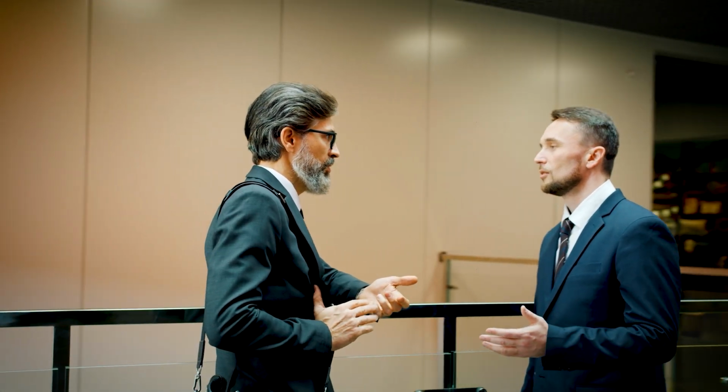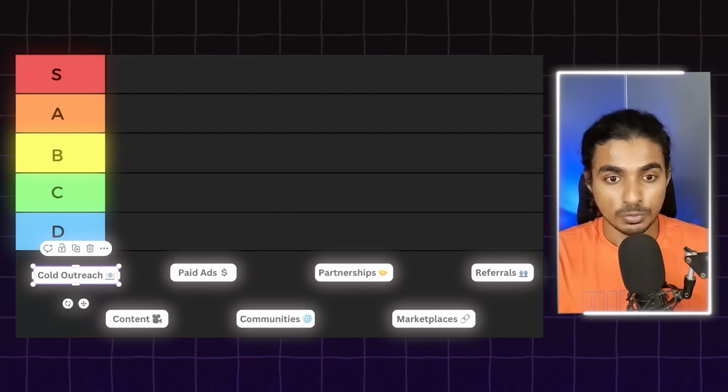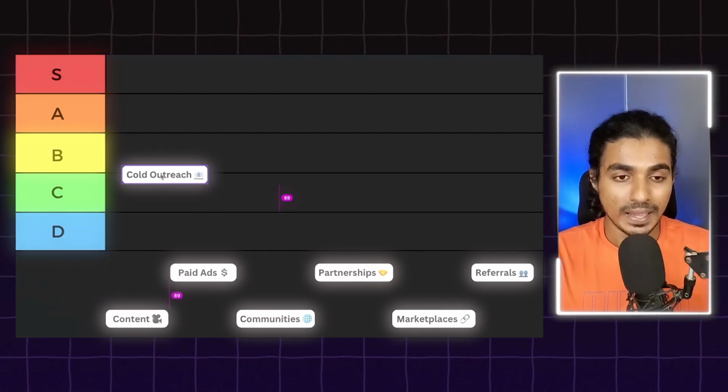To further double down on that point, the biggest problem with cold outreach is there is a huge gap between someone being interested in your offer versus them actually buying, and that gap is trust. Since you're reaching out to someone and they probably have not heard about your offer or brand before, this is the biggest gap that you need to fill in order to actually make them buy. So for those reasons, I would be placing cold outreach in A tier.